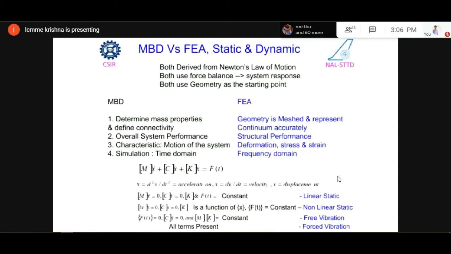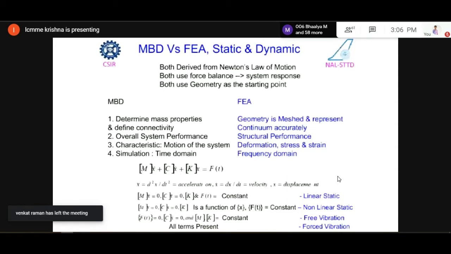So the characteristic is the motion of the system. We look at the multi-body dynamics, how the kinematics is taking place. That part we see in multi-body dynamics, whereas in the fundamental analysis we look at the deformation, stresses, strains, and the corresponding terms. Like in the simulation, one is time domain and the second one is frequency domain.